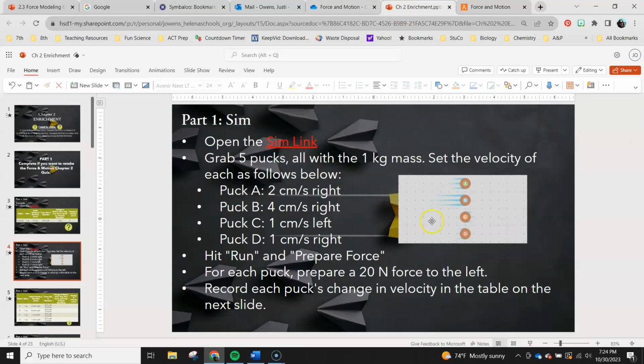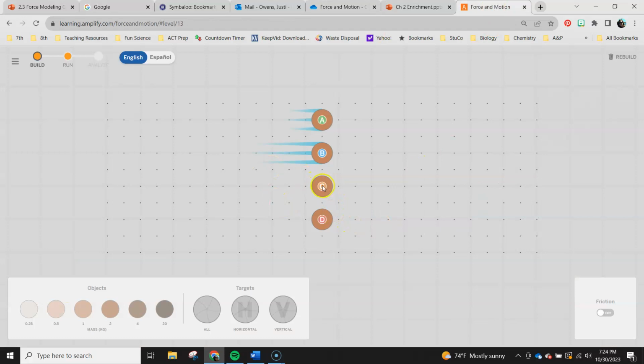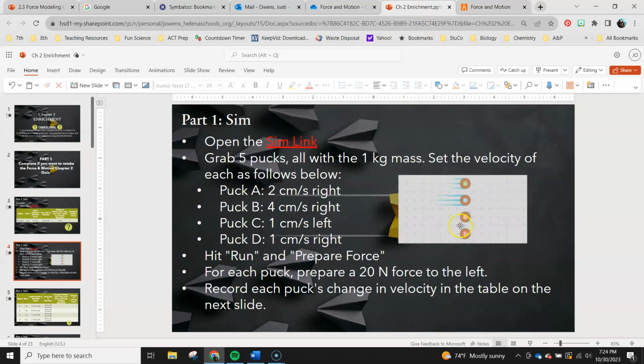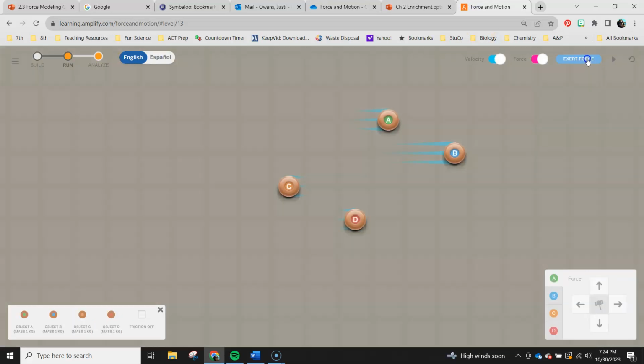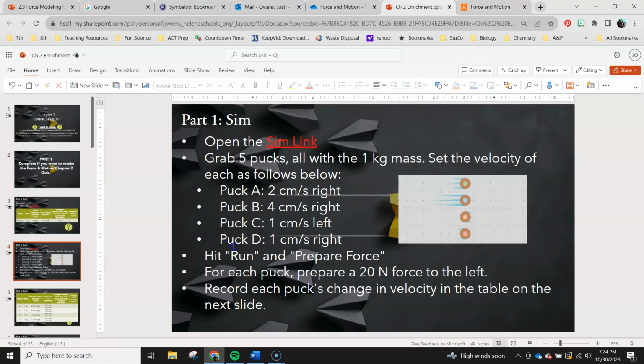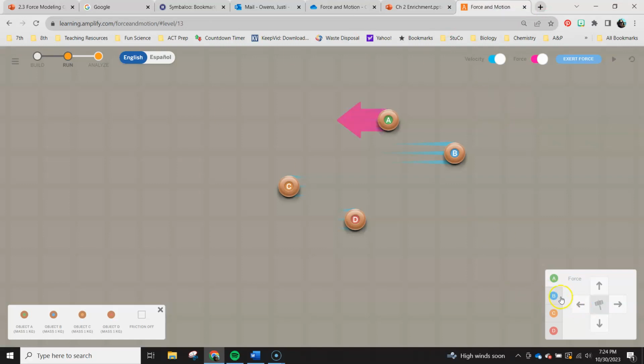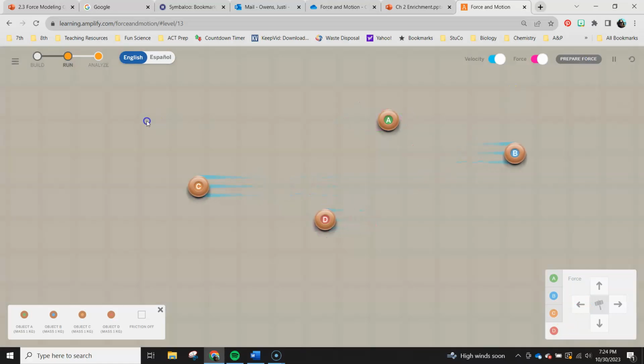This one is going to be moving to the left 1 centimeter per second. So left 1 centimeter per second. And this last one is going to be moving to the right 1 centimeter per second. Once I have all those velocities, I'm going to hit run and prepare force. Notice how they all move differently. Then I'm going to give each the exact same force, so 20 newtons of force to the left. So A has 20 to the left, B 20 to the left, C 20 to the left, and D 20 to the left. I'm going to exert my force and watch what happens on all of these.